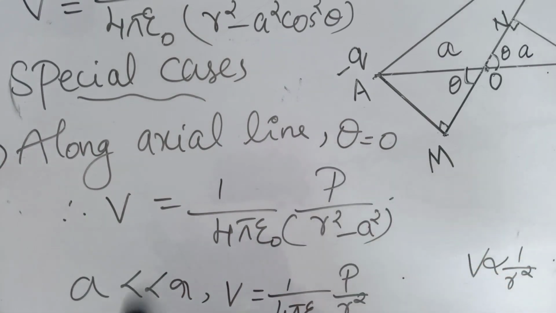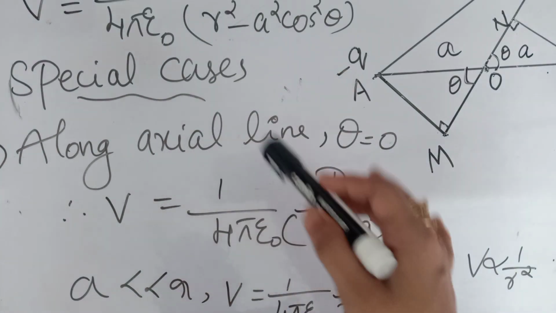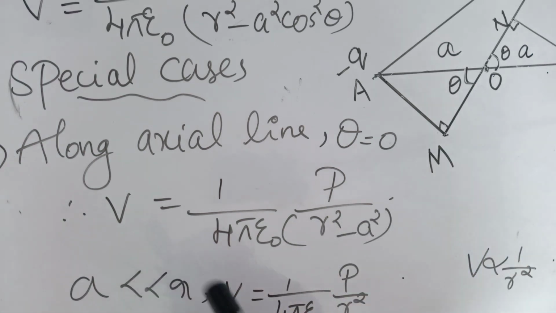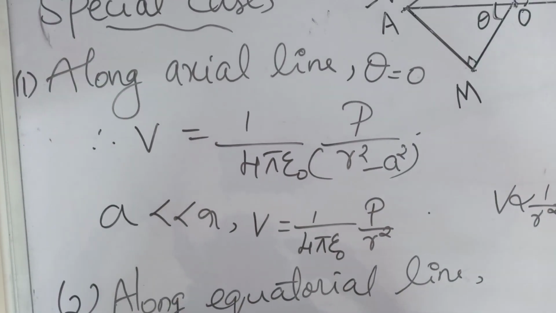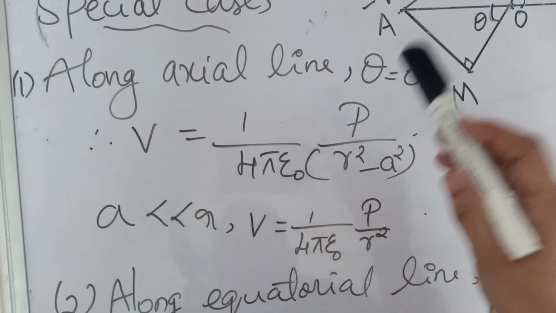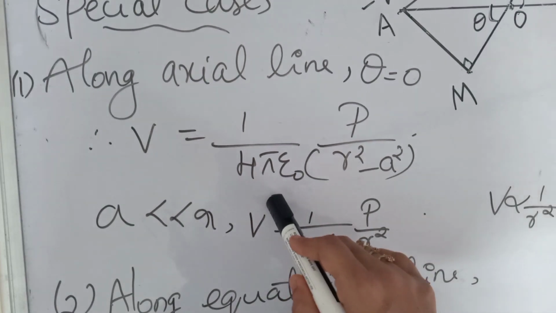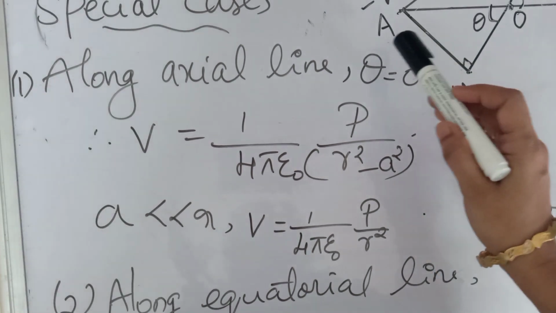This is the equation for the potential along the axial line of a dipole. So here, if we take A very much less than R, that means the length of the dipole is very much less than R, then this A square can be neglected. So what will be the equation? V is equal to 1 by 4 pi epsilon 0 P by R square. And we can see that this electric potential varies inversely as the square of the distance. Right. So V is proportional to 1 by R square. Is this clear? That is in the case of the axial line.